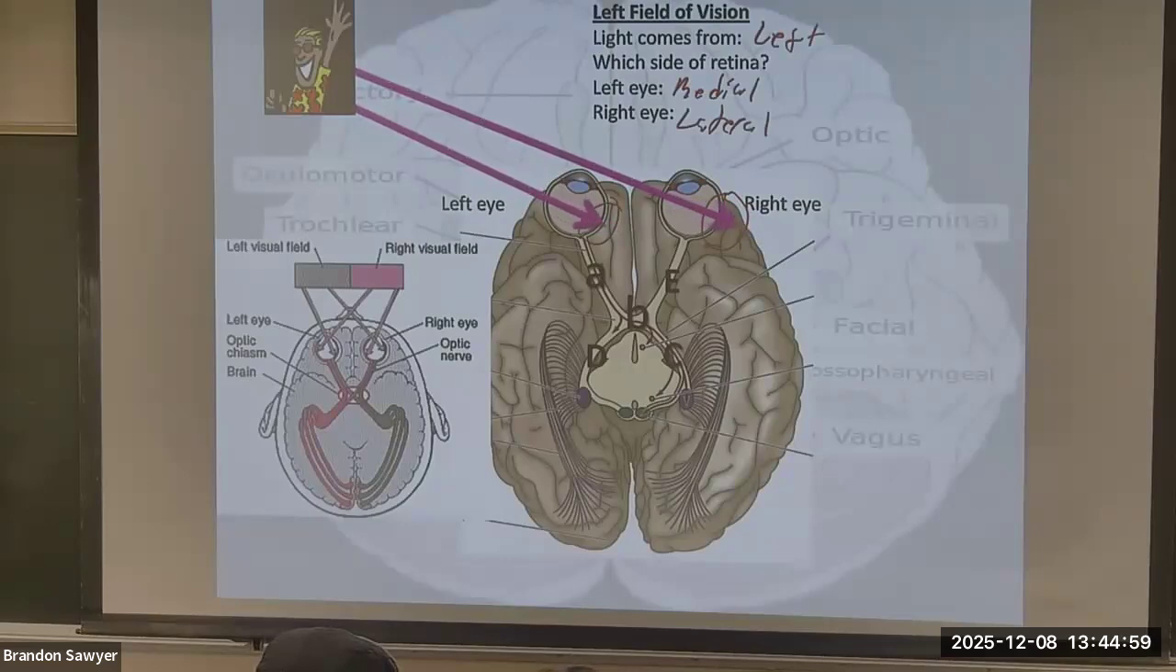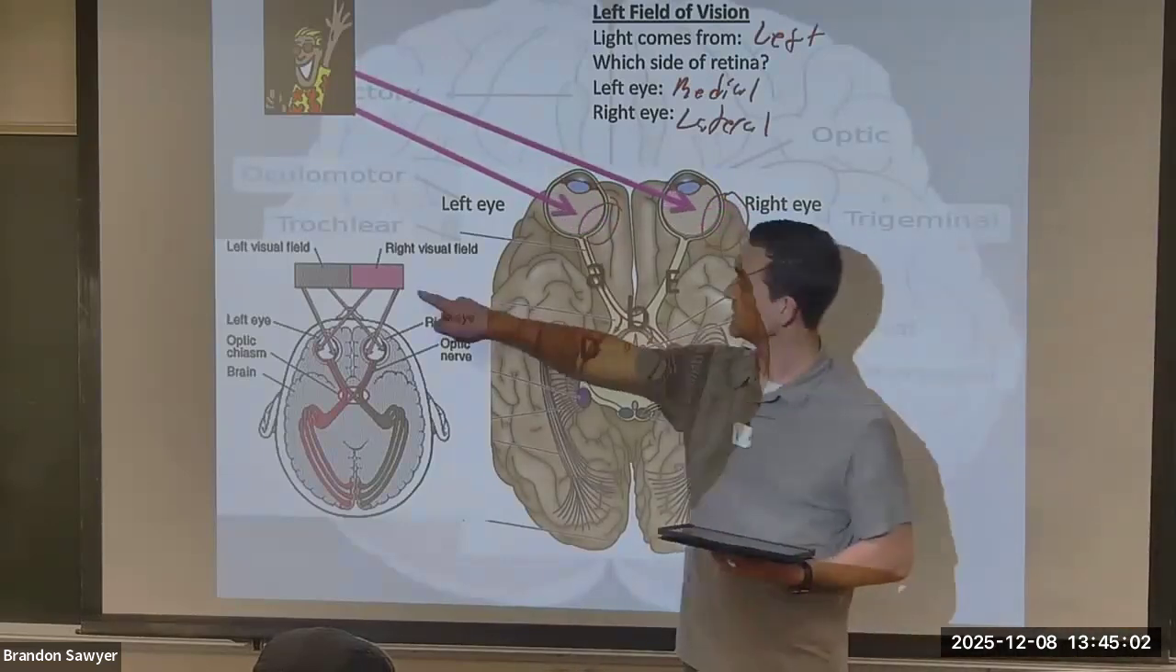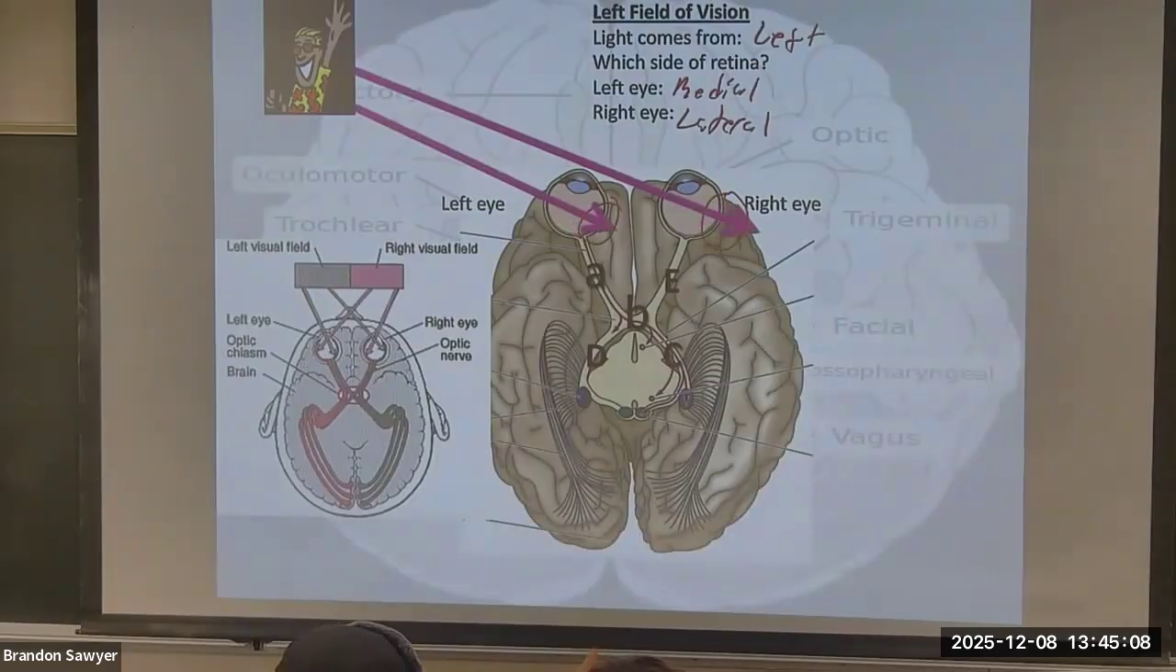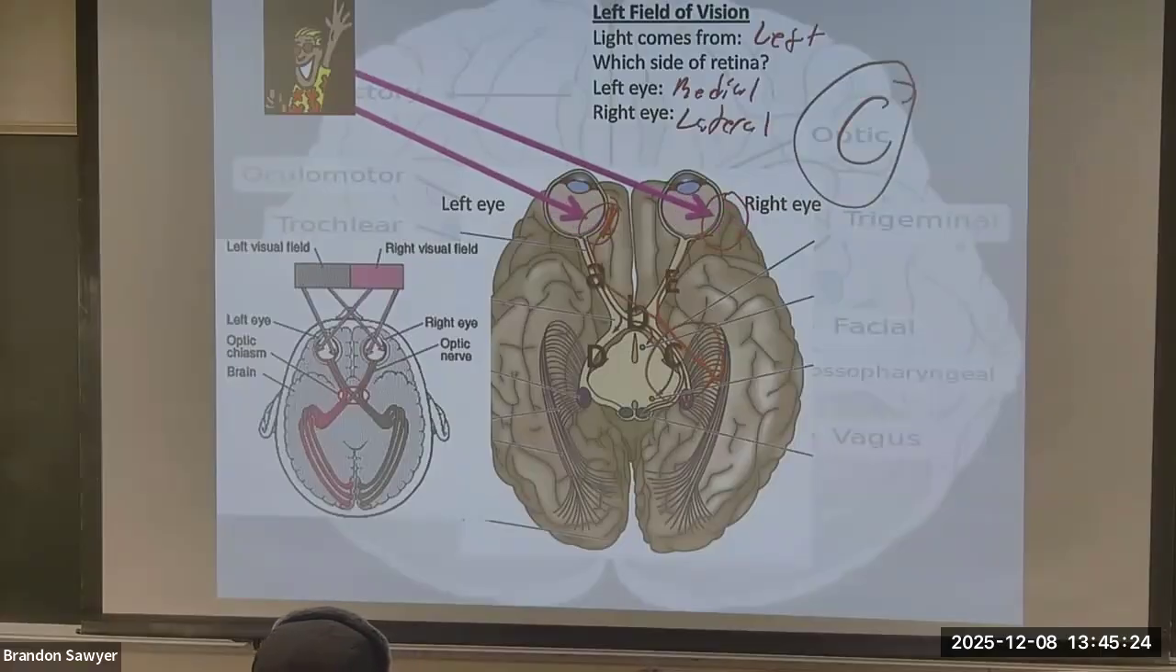Okay, so this is like this one here, the left visual field. The information from this eye is going to stay over here. And the information from this eye is going to go over there as well. So all of the information from our left visual field is processed over there in C, which is the right side of our brain. Okay. Questions on that so far? And we'll keep working through some examples of this.